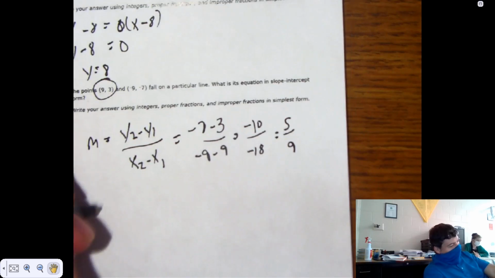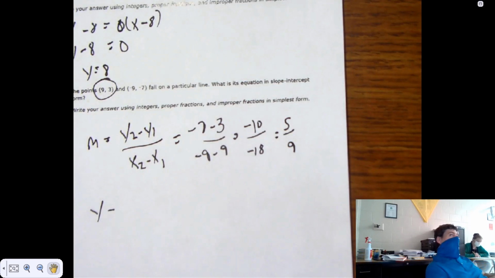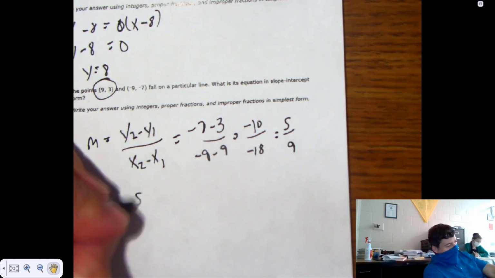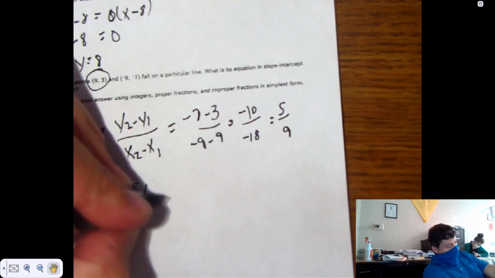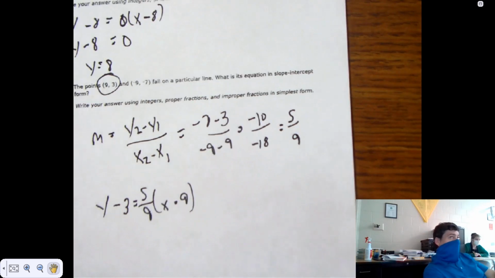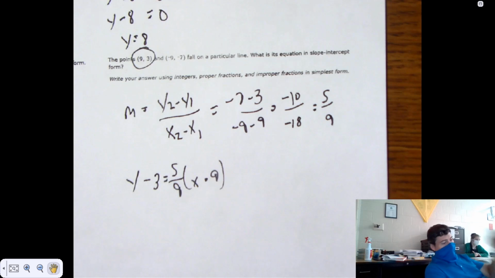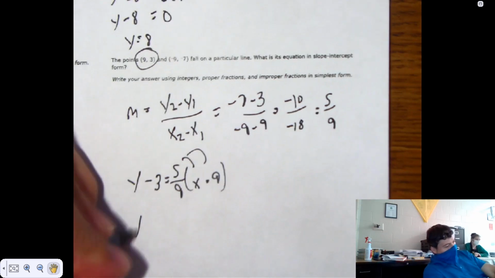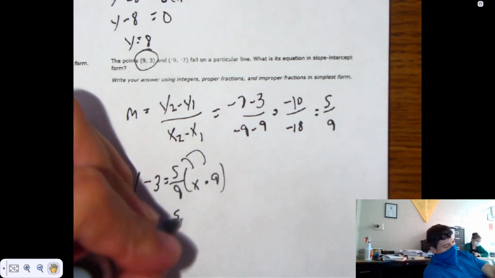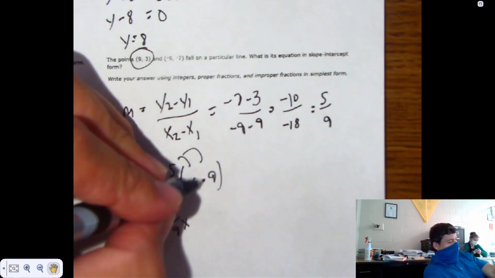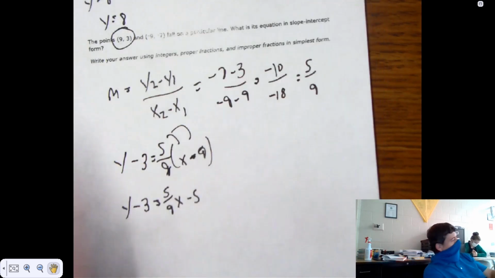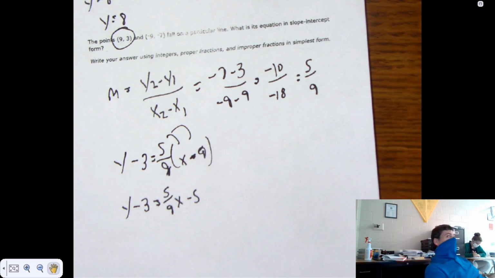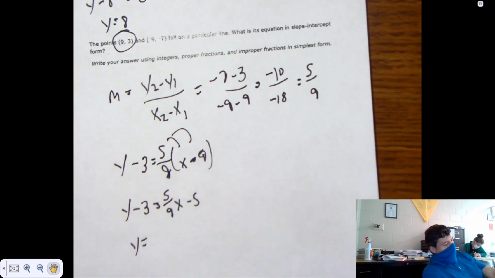Not that it matters. So y minus what? 3 equal to 5/9 of x take away what? 9. We're using this point up here, kids. And then we'll kick in the old distributive property. 5/9 of x is still 5/9 of x. What's 5/9 of a -9? -5 is correct because the 9's cancel when you distribute there. 9 over 9 is 1. Add 3 and she shall be done. What is y equal to?